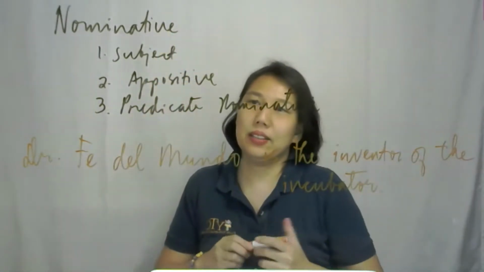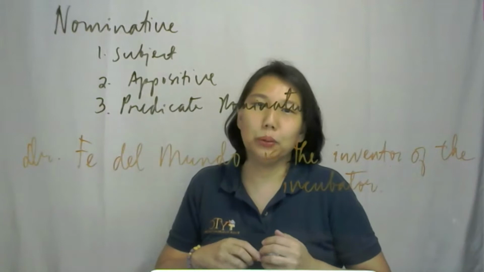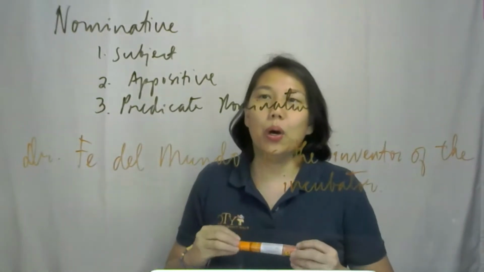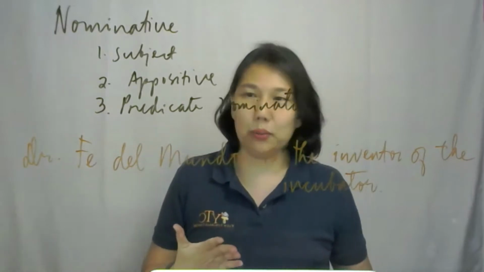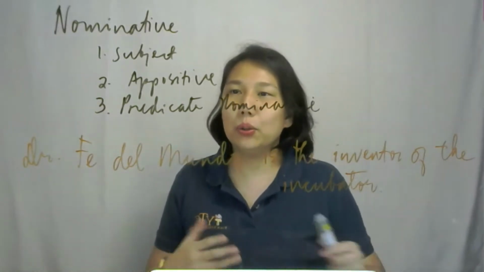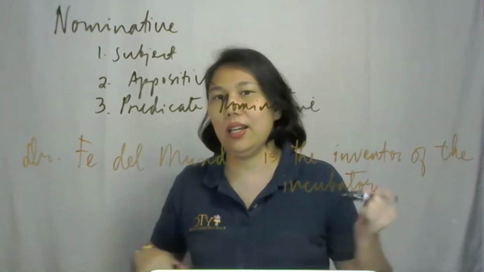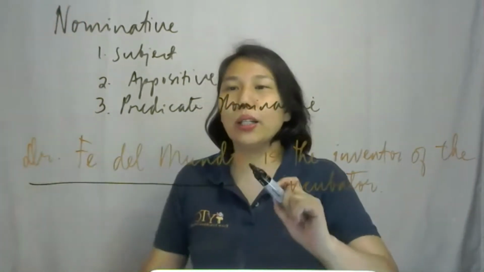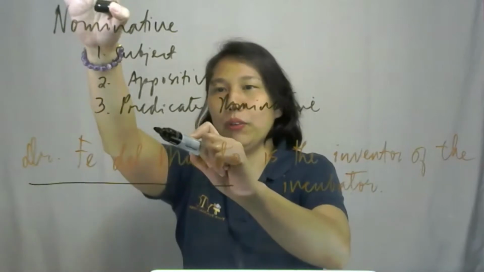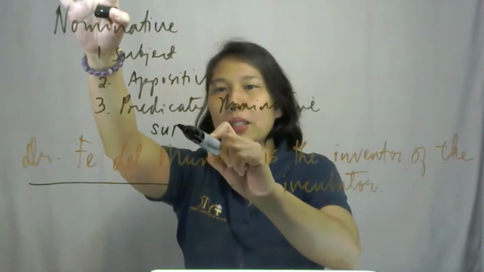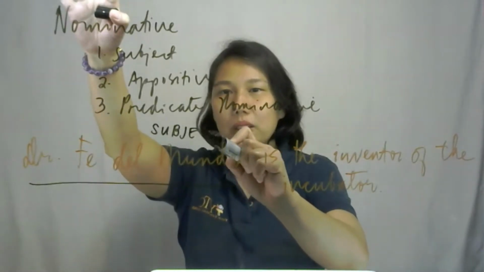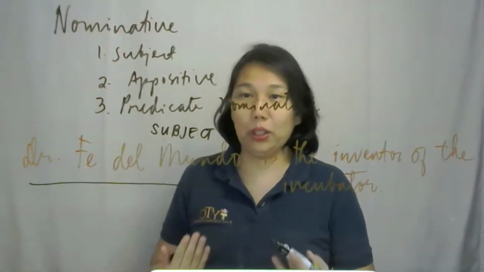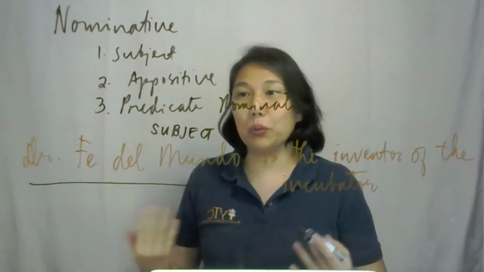So in this sentence, Dr. Fe del Mundo is the inventor of the incubator. What is the noun used as subject here? The noun used as subject in this sentence is Dr. Fe del Mundo. So we are talking about Dr. Fe del Mundo. This is the noun used as subject. It is also the subject part because that is what we're talking about.